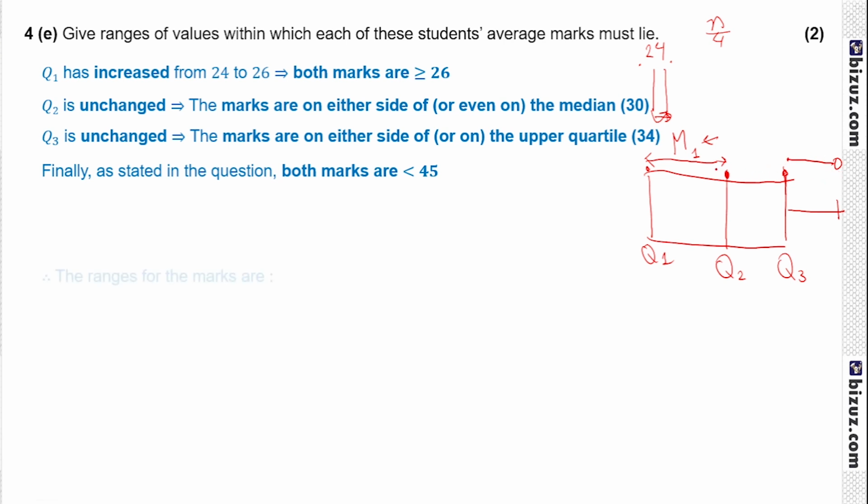So the two ranges for the marks are: one of the marks is between 26 and 30 inclusive, so greater than or equal to 26 and less than or equal to 30. The other mark is greater than or equal to the upper quartile, 34, and strictly less than 45. So these are the two ranges in which the marks must lie.